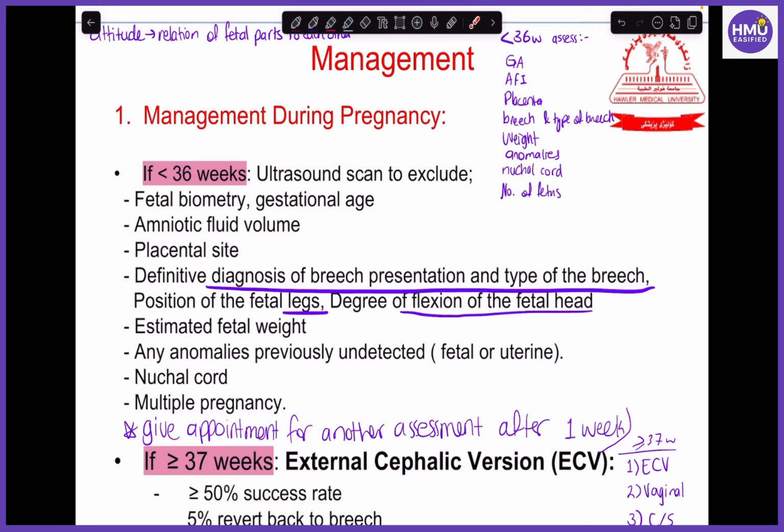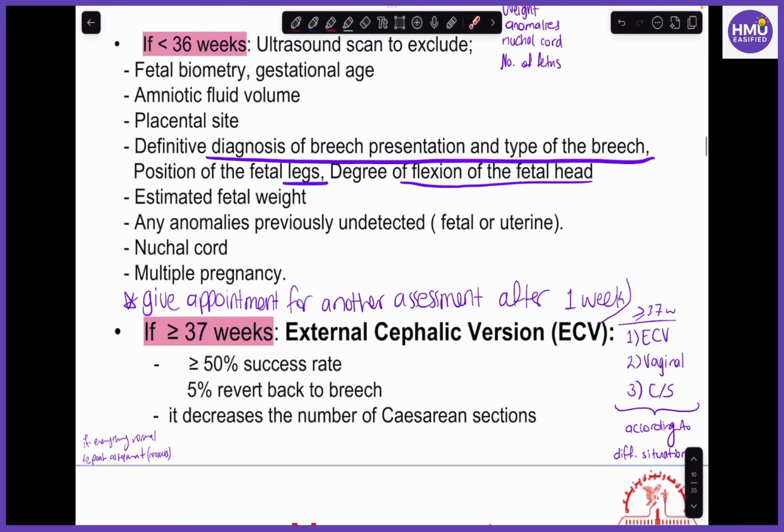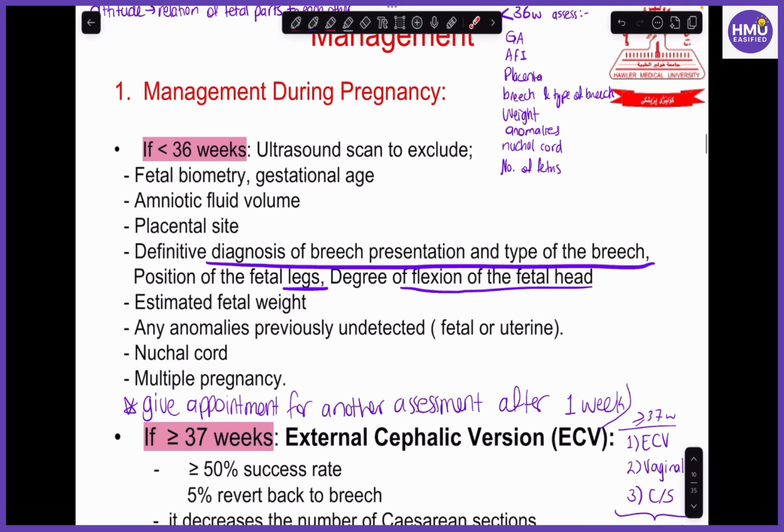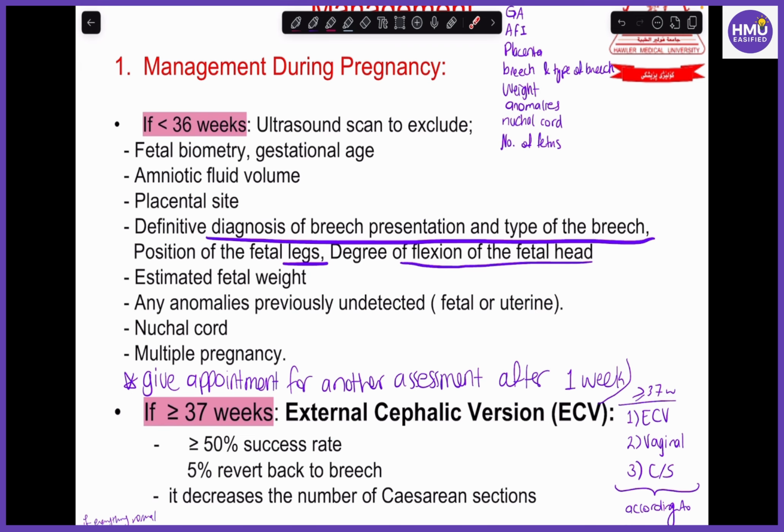So if the patient is less than 36 weeks, we will do ultrasound and assess for the following: the gestational age, amniotic fluid index, the placenta, breech and type of breech, weight of the fetus, any anomalies, nuchal cord, and number of fetuses. Then at 36 weeks, it may change to cephalic, so we will give an appointment for another assessment after 1 week.